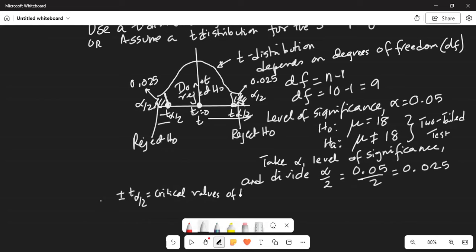Values of t for degrees of freedom, in our case, 9. So we need to find, using the calculator, what the critical values of t are. Just give me a minute, I'll get the calculator.